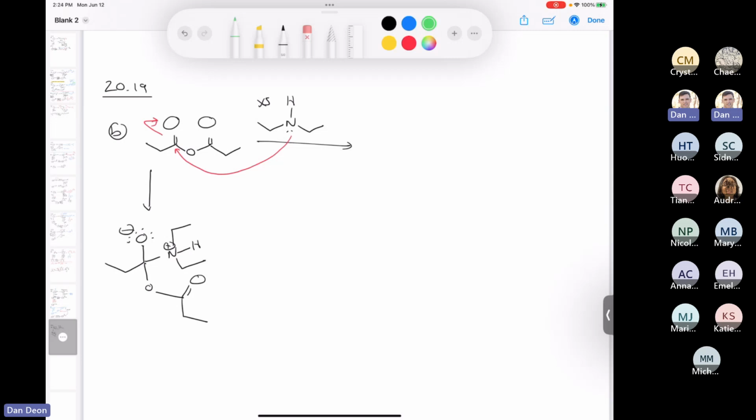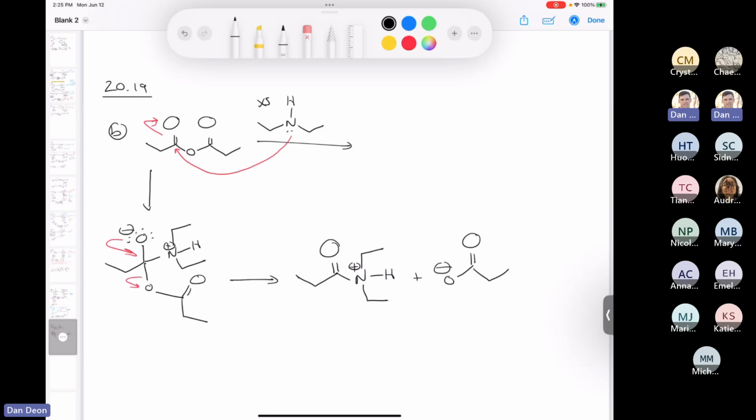Now remember, this is a good leaving group. It's the conjugate base of an acid, not a strong acid, but it's the conjugate base of an acid. And so we're going to lose the carboxylate. So let's lose that. And we end up with this. So now we've got our double bond restored. We've got our amine with our two ethyl groups, and it still has a hydrogen, so it's got a positive charge. And then we also end up with this carboxylate.